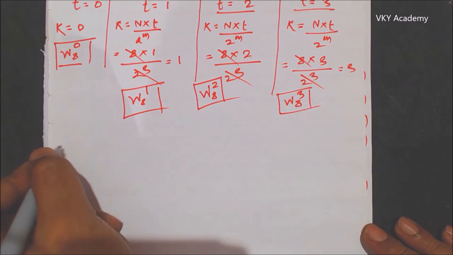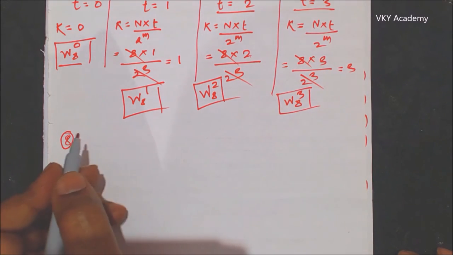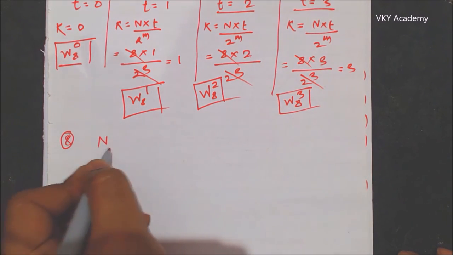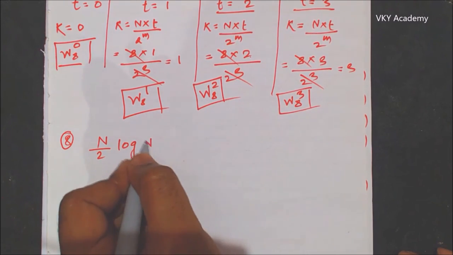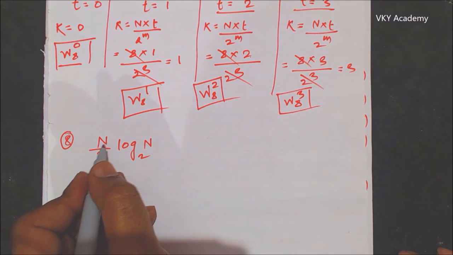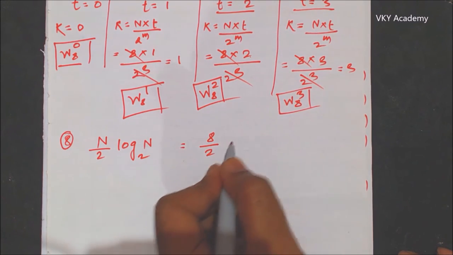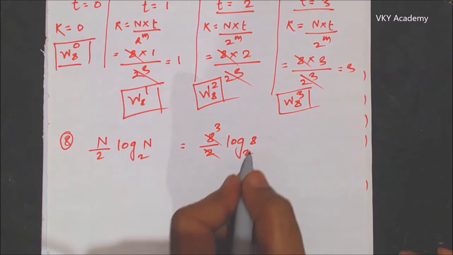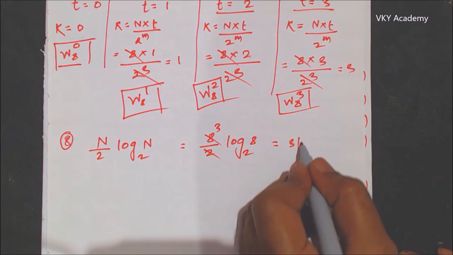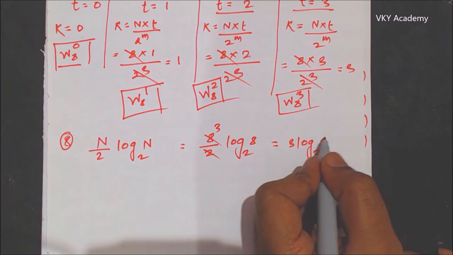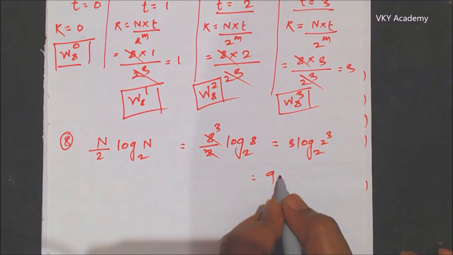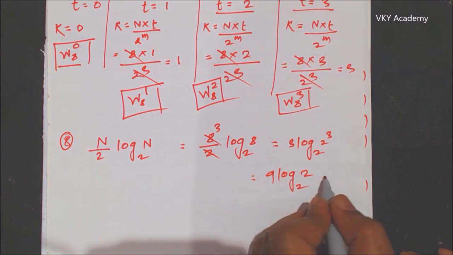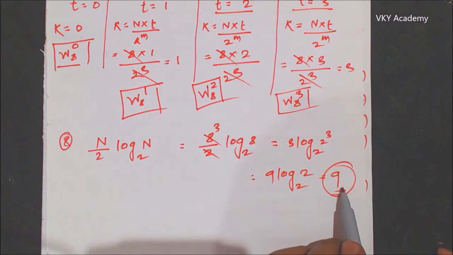Now let us calculate point number 8. Point number 8 states that the number of complex multiplications is given by N by 2 log N base 2. So my length of the sequence capital N is equal to 8 by 2 log 8 base 2. So this is 4 log 8 base 2, and it can be written as 4 log 2 to the power 3 base 2, which is 4 into 3, equal to 12. So total 12 complex multiplications are there for the calculation of DFT using DIT-FFT.